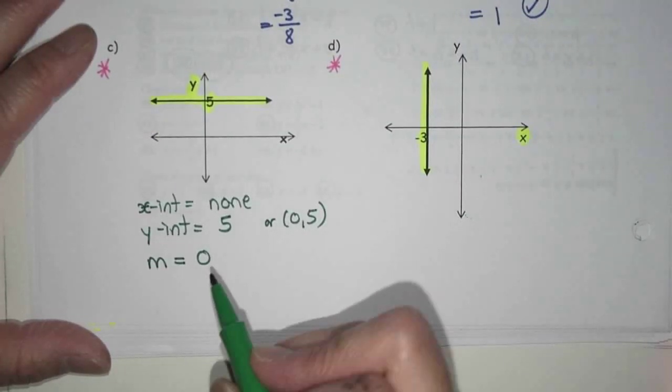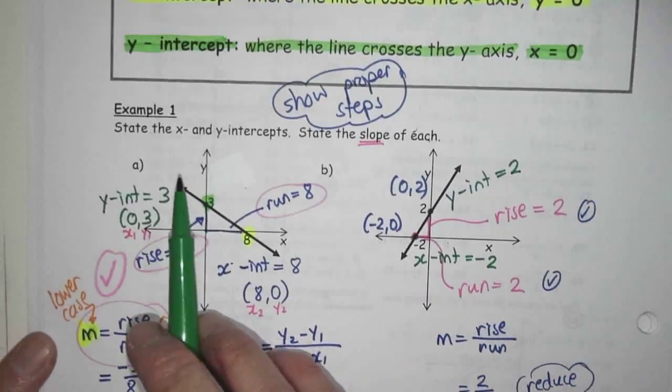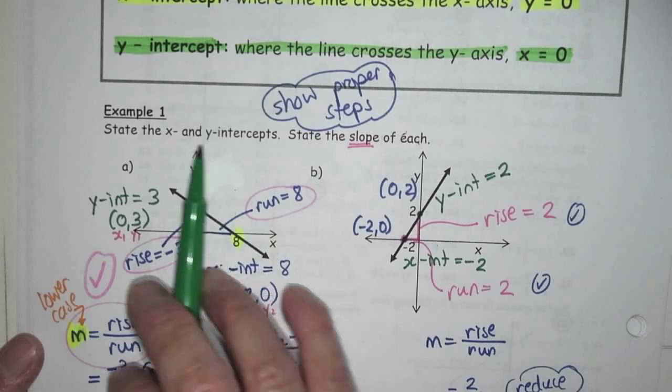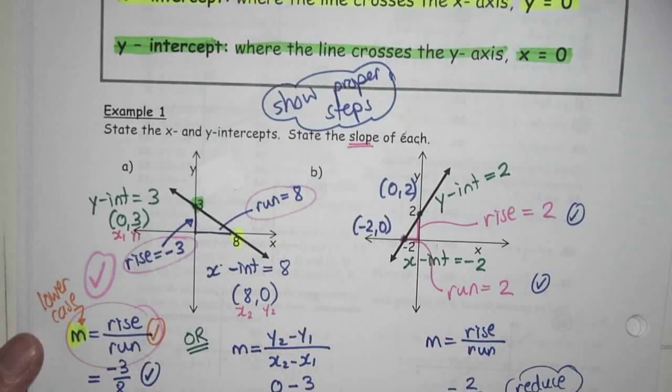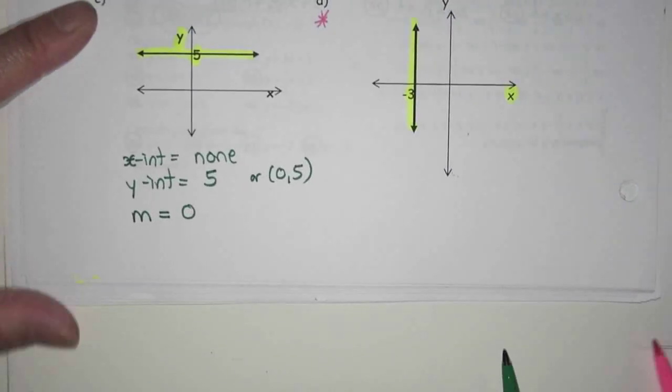All right? So that is really, really important. Make sure you read the question. It's such a waste of marks because you understand the concept, but it says state the x and y intercepts and state the slope. It doesn't ask you to state the equation. So you have to read the question. This is only stating it, not writing the equation.